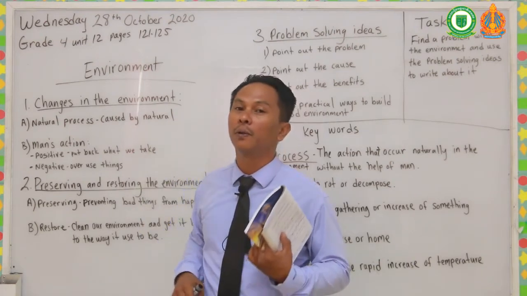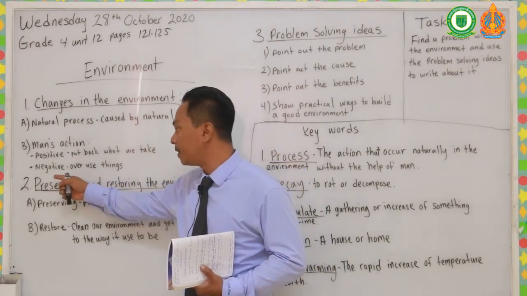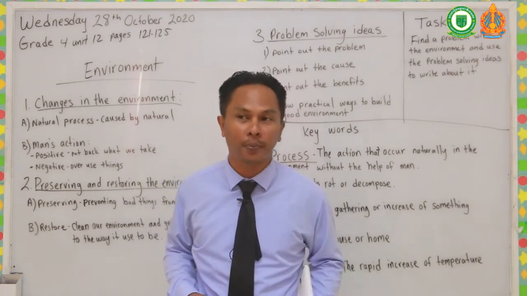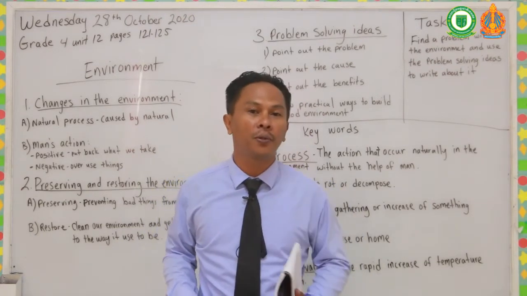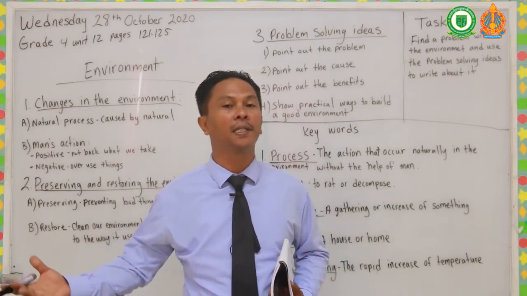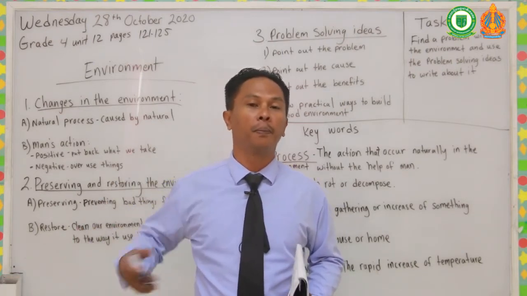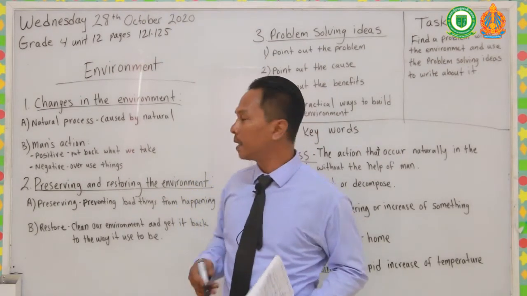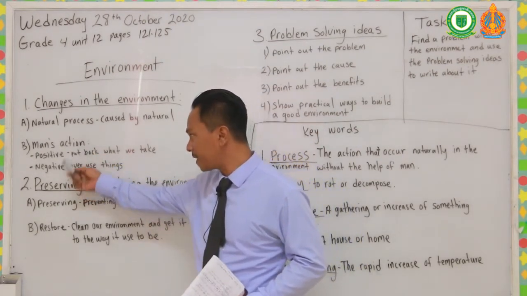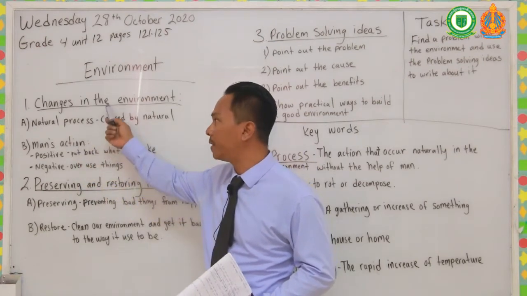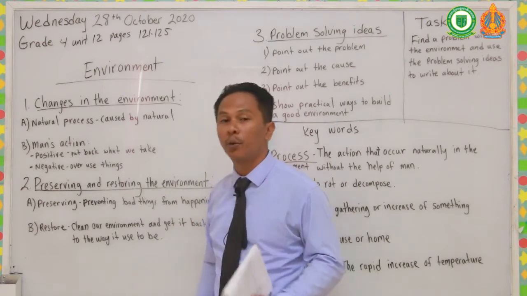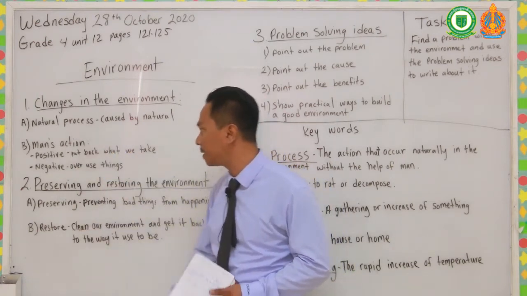Now, if we don't do positive things, if we do negative things, if we just keep taking trees from the forest and not planting trees back, there will be no more trees left. And we cannot get trees for wood to build houses. We cannot get paper from the trees. Okay, so man's action has a very big impact on how we change our environment. Man has more effect than a natural process.